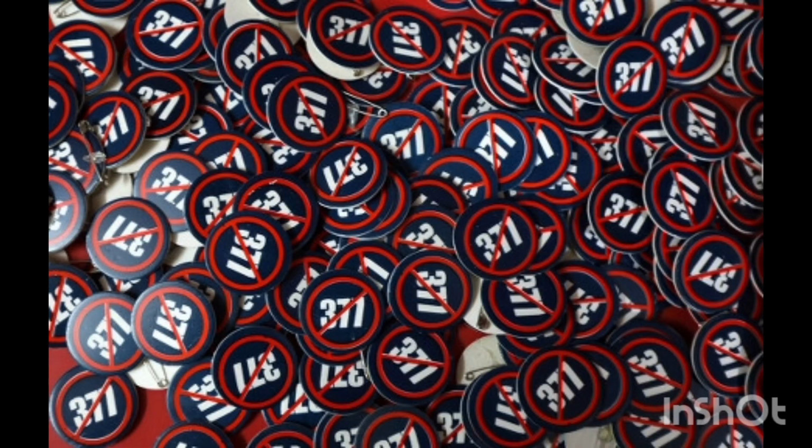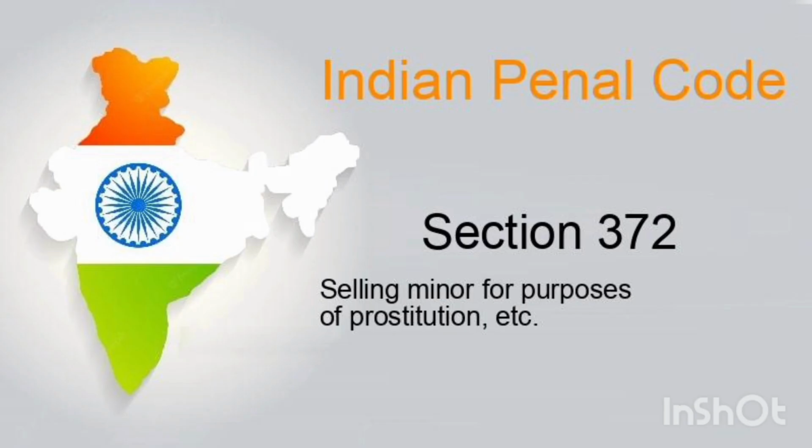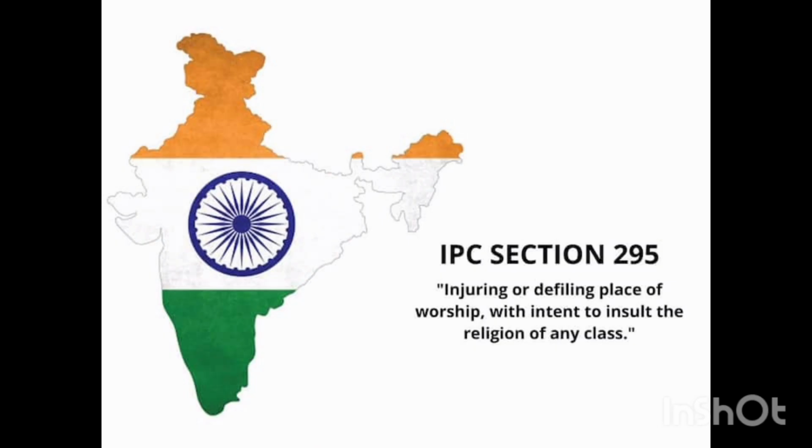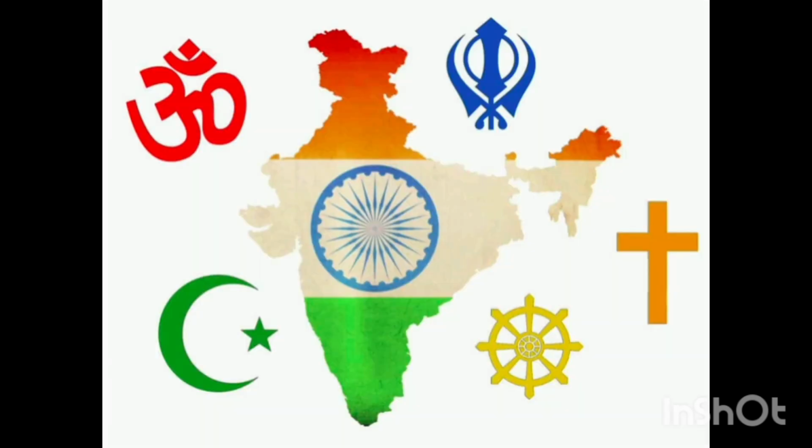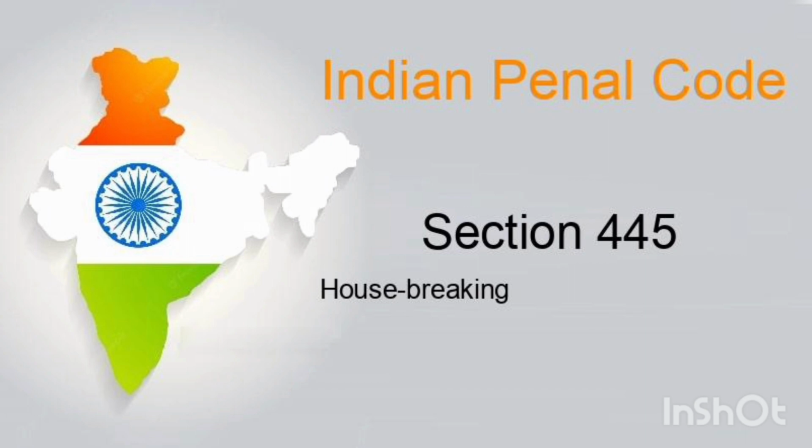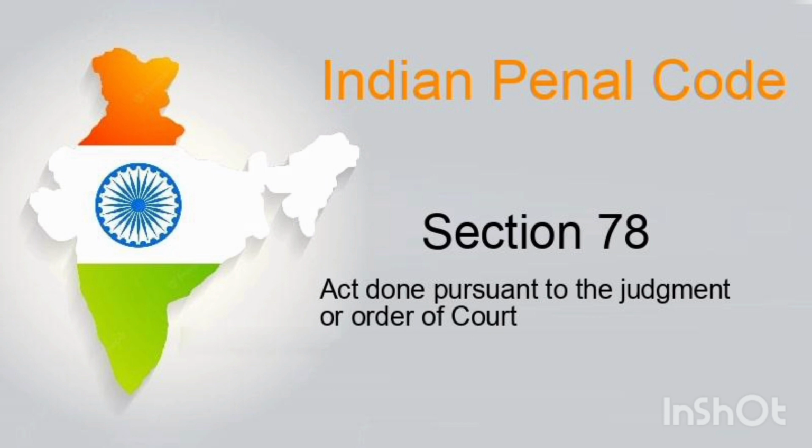64. Criminal Law Amendment Act 1983, 43 of 1983. 65. Criminal Law Second Amendment Act 1983, 46 of 1983. 66. Dowry Prohibition Amendment Act 1986. 67. Employees Provident Fund and Miscellaneous Provisions Amendment Act 1988, 33. 68. Prevention of Corruption Act 1988, 49. 69. Criminal Law Amendment Act 1993, 42 of 1993.